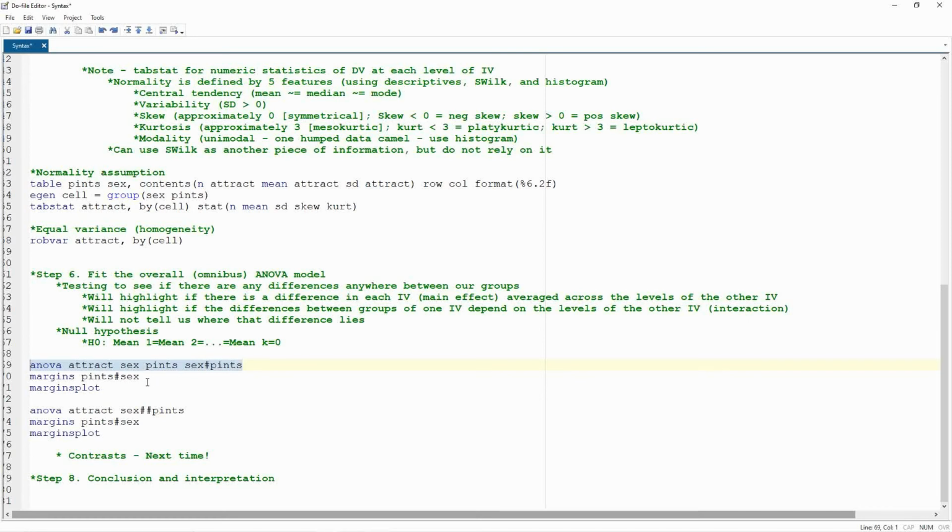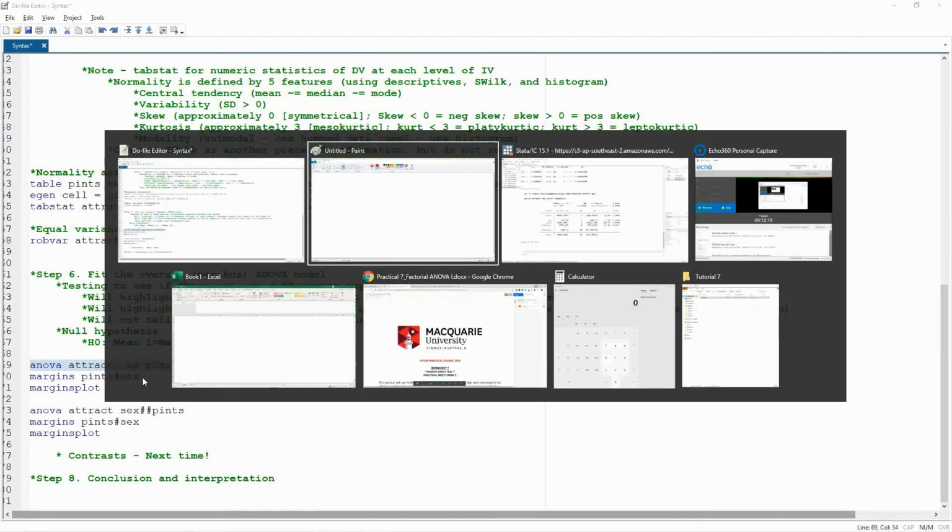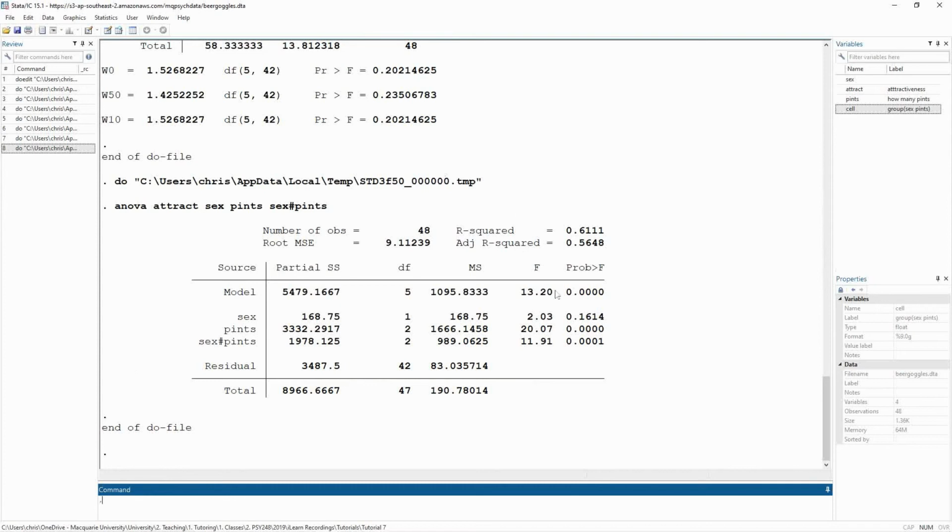So let's run the ANOVA command first, then we'll look at the margins and margins plot command. So this is our ANOVA table. We can see there are 48 people in our study. Our R-squared is 0.61, which tells me that 61% of the variance in attractiveness is related to the gender, the amount of alcohol they've consumed, and the interaction of the two.